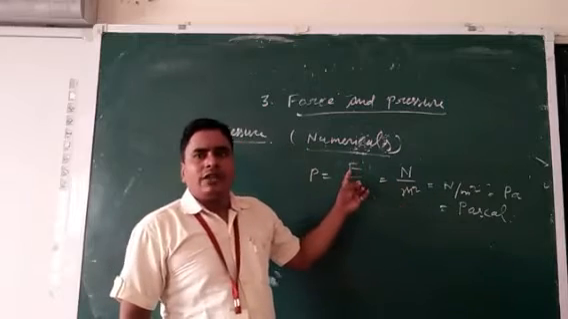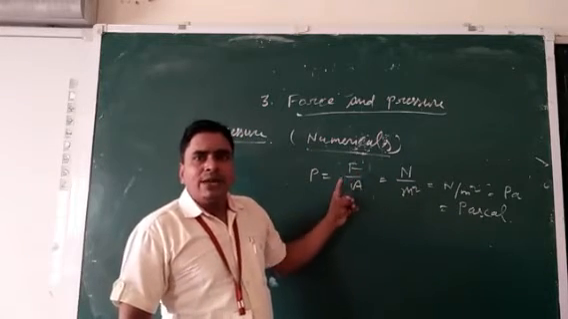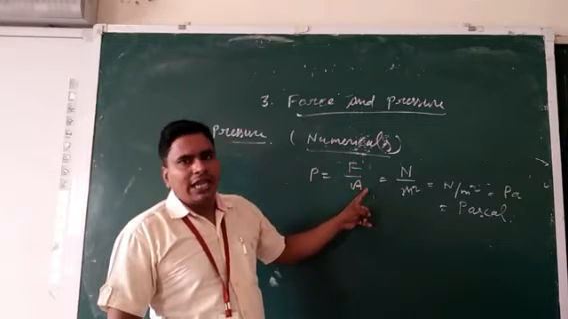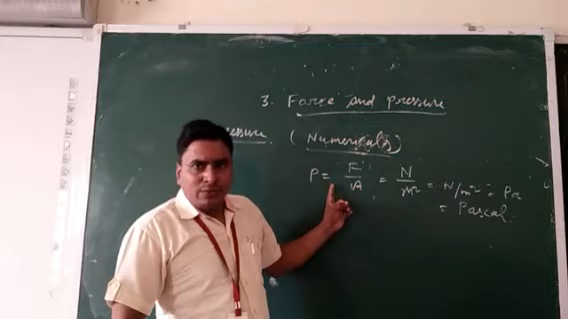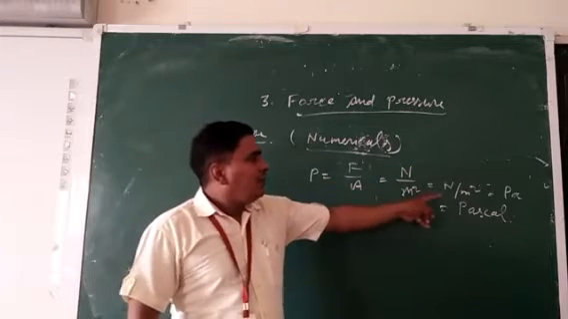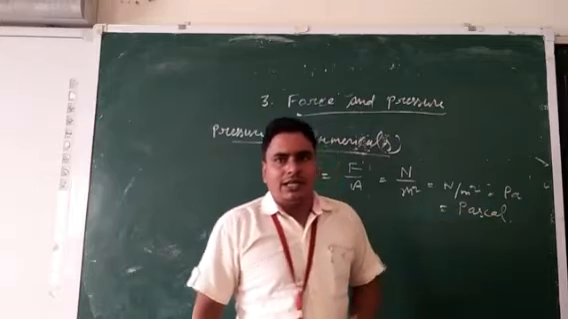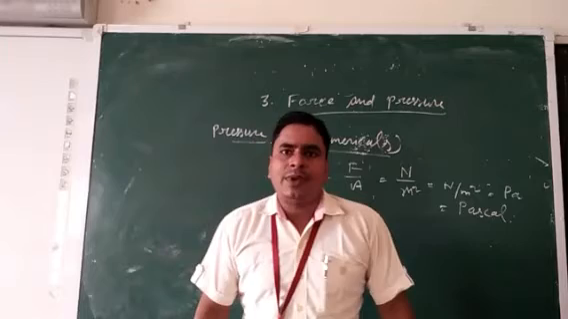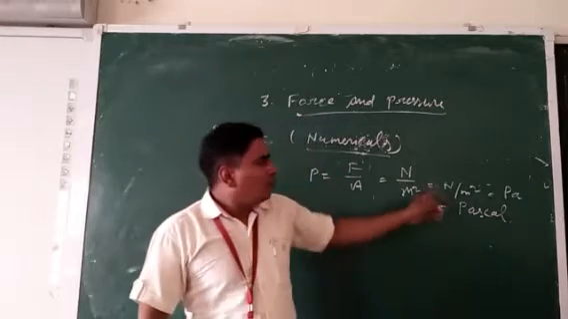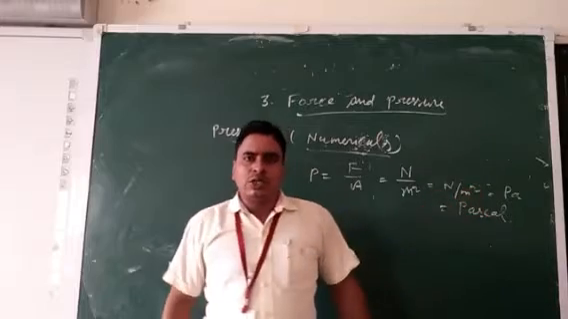So what is the formula for pressure? Pressure is equal to force upon area. And what is the unit for this physical quantity pressure? Newton per meter square or Pascal, because it is also named after the physicist Pascal. So the unit is Pascal or Newton per meter square.